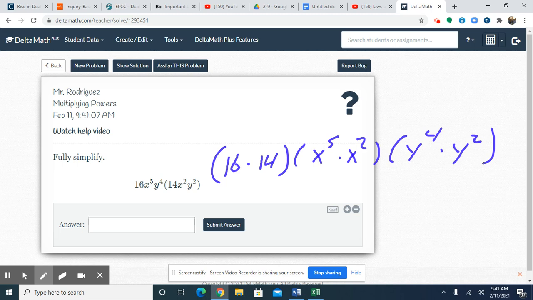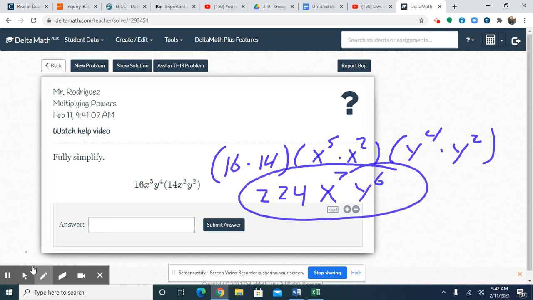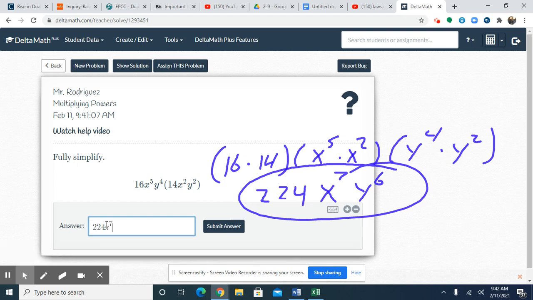So when we take each of these separately, we have 16 times 14, which is 224. And we have x to the power of 5 times x to the power of 2. Now remember, that means that we're going to add the exponents. So that should be 5 plus 2, which is x to the power of 7. And then y to the power of 4 times y to the power of 2. Again, we're adding the exponents. So that's 4 plus 2, which means y to the power of 6. So 224 x to the power of 7 and y to the power of 6.